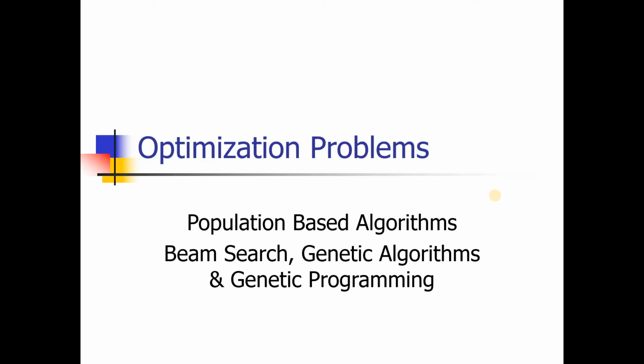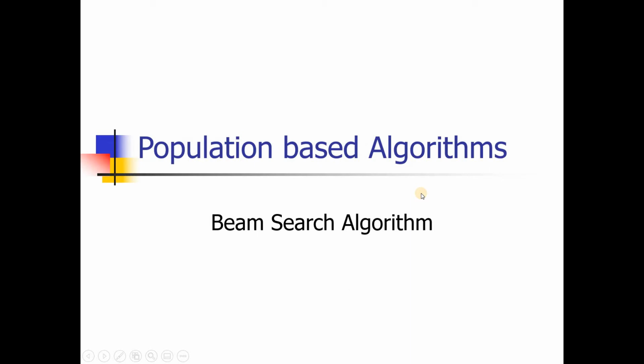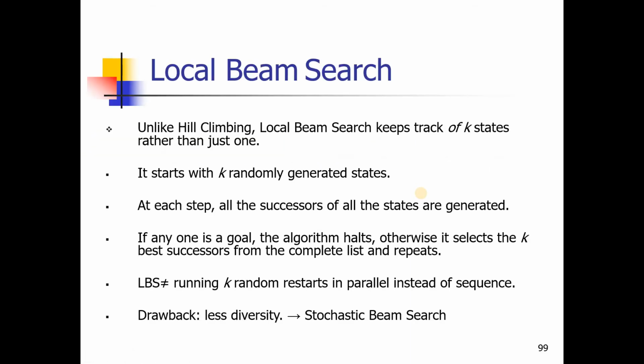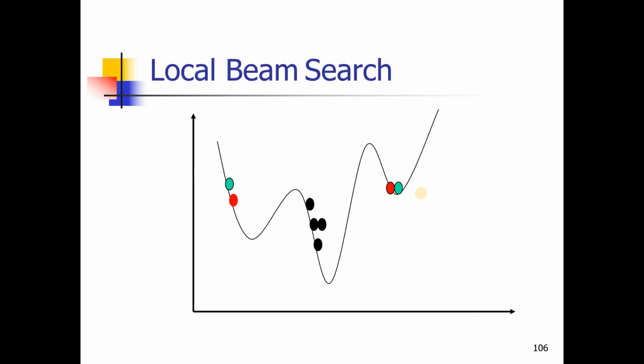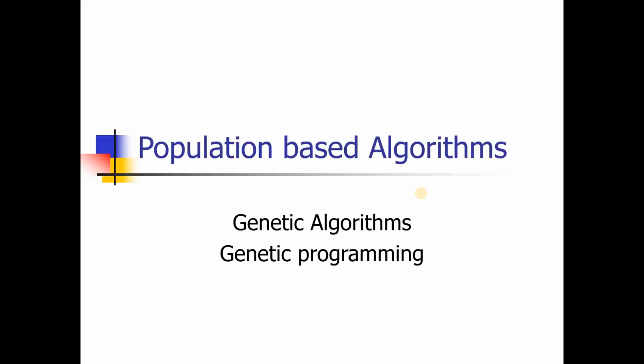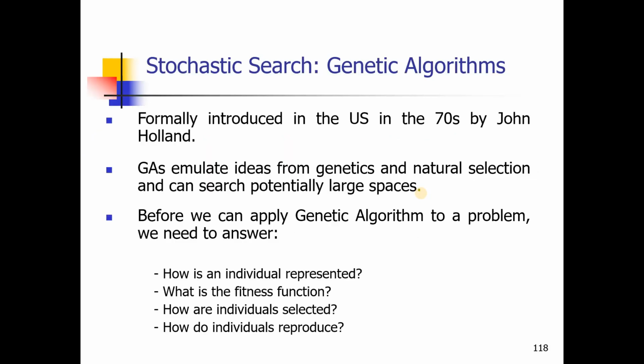So we have already seen the beam search or the stochastic beam search, and now we will look at this other approach. No, beam search we have already seen. So the other one is the genetic algorithms, so we will discuss it now.